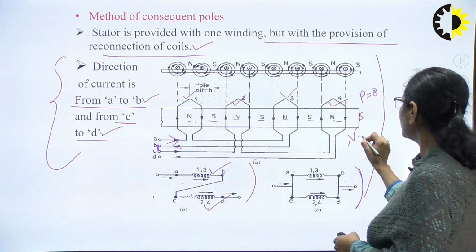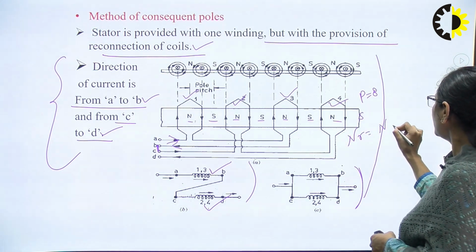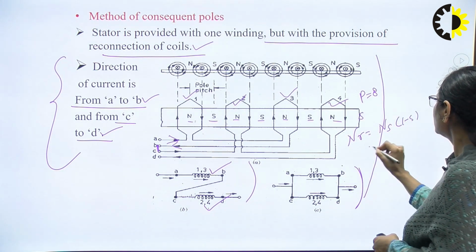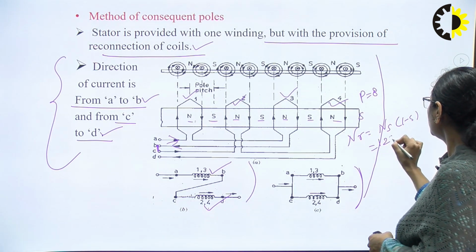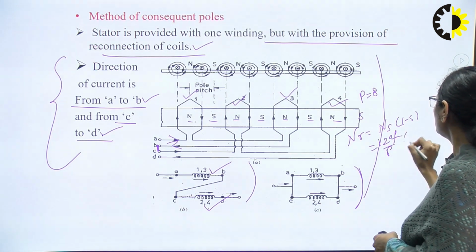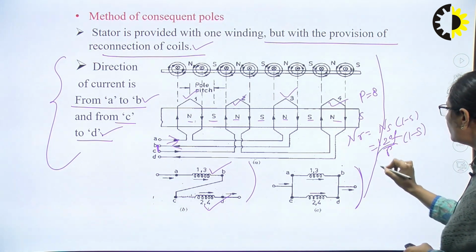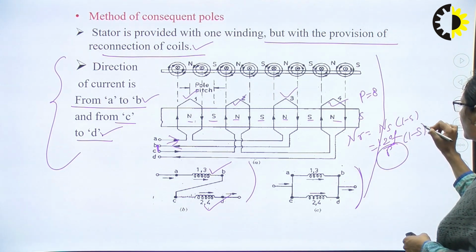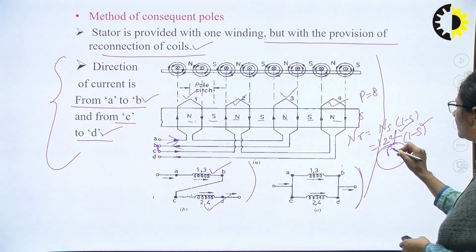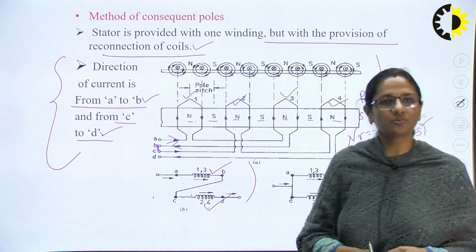And we know that Nr is Ns into (1 minus s), that is 120 f upon P into (1 minus s). We are varying P, keeping other terms constant. So it will vary the operating speed of the motor.